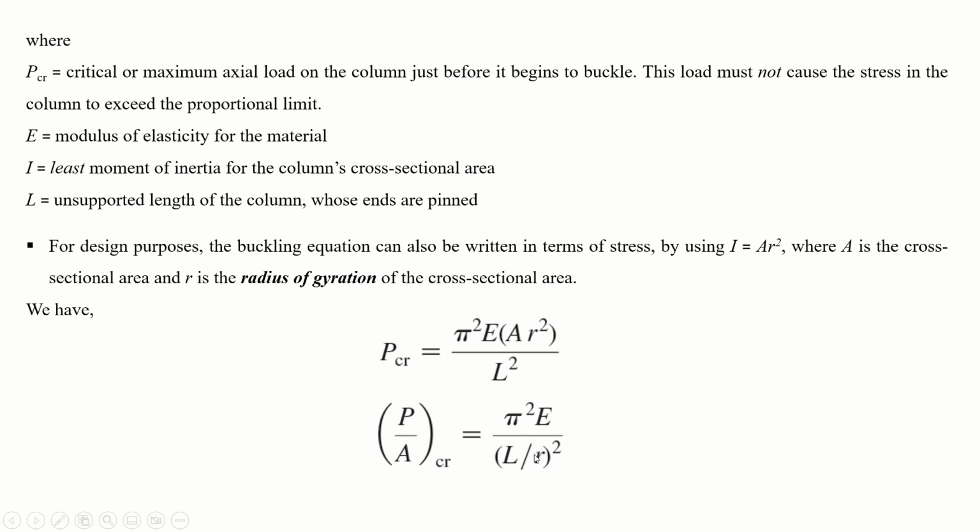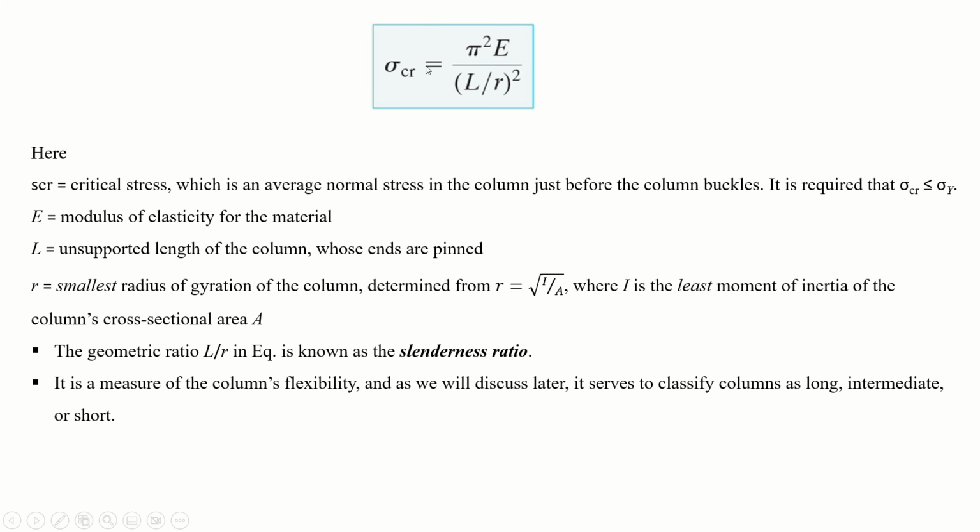What is this L by R? Basically, this is the slenderness ratio. What we were talking about at the start of this topic, that slenderness ratio is very important. Now you can see the critical stress, because P by A is the stress. Till now we were talking about critical load. Now we are talking about critical stress, which is equal to pi squared E by the slenderness ratio squared. So sigma critical is equal to pi squared E by (L by R) squared, right?